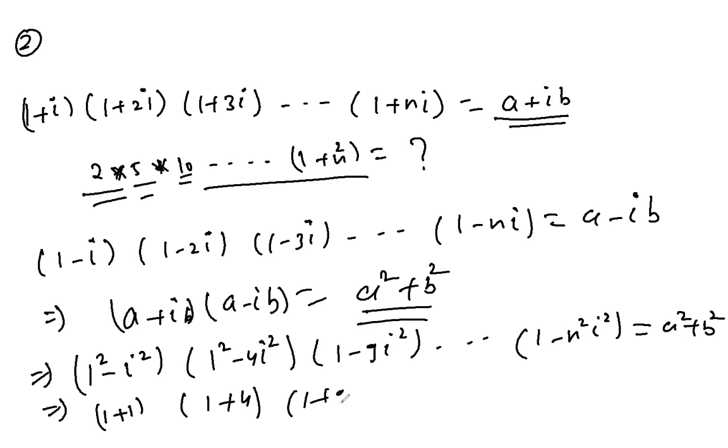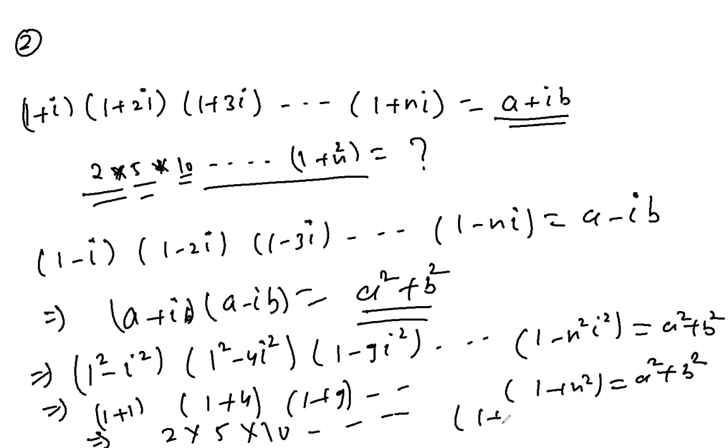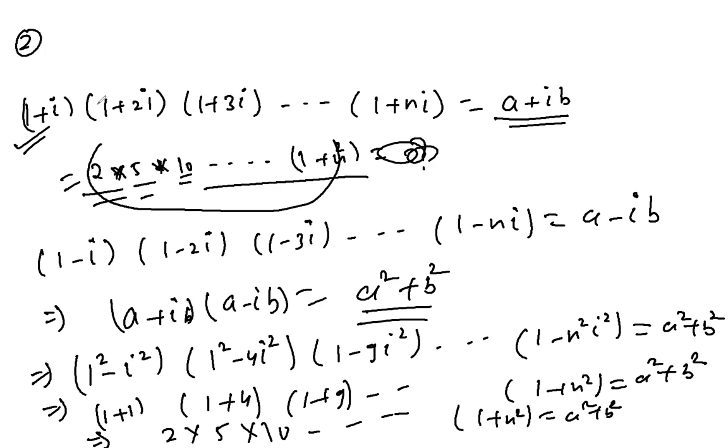And up to this you will get the last number 1 plus n square, which is simply a square plus b square. Okay. Now you have 2 into 5 into 10 and so on, up to 1 plus n square, and this is equal to a square plus b square. The question was, sorry, how will you get these numbers from this series of complex numbers? That's why, the same thing: let's just take the conjugate of that and then multiply. You will get that series for this question.